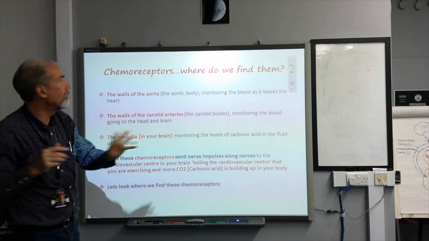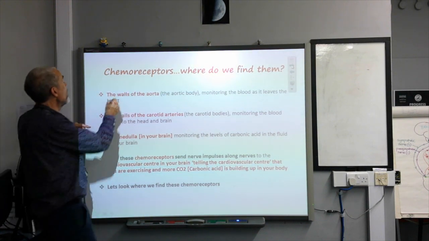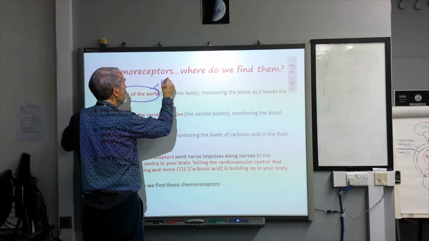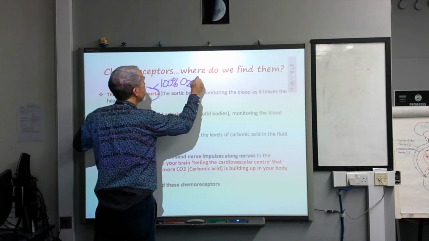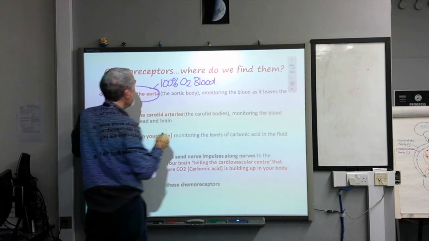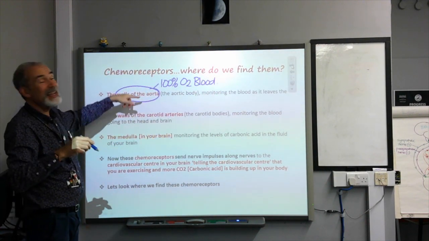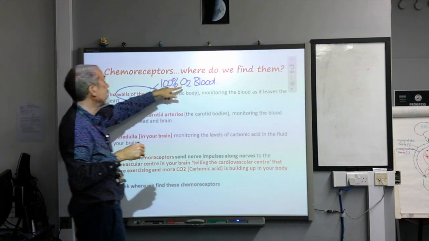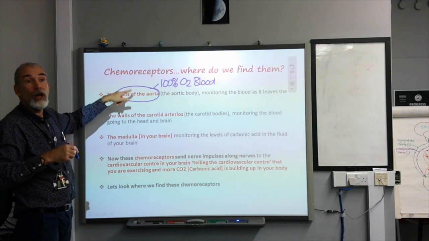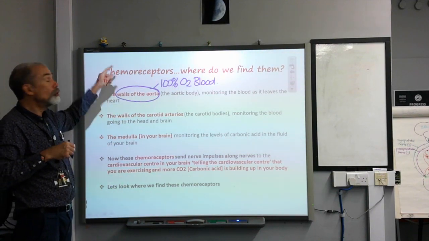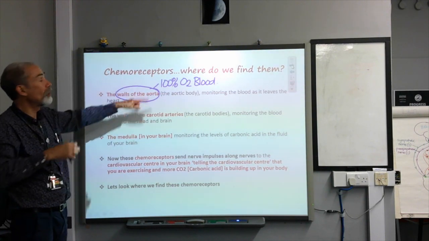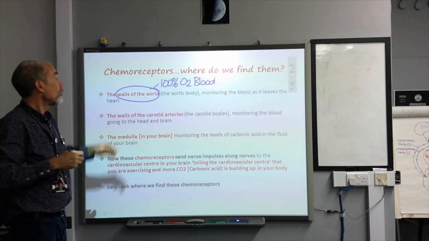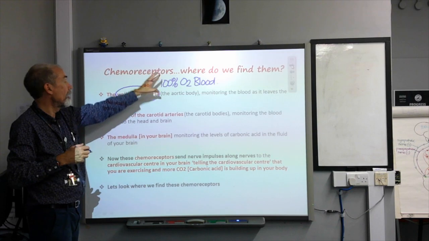So it makes sense that we find these chemoreceptors in the walls of the aorta, which should be carrying 100% oxygenated blood. If these chemoreceptors detect any levels of carbon dioxide where there should be 100% oxygenated blood, it clearly indicates that the heart needs to beat quicker, because we really shouldn't have carbonic acid in the aorta as it leaves the heart. That should be almost 98–99% oxygenated blood. We shouldn't find any carbon dioxide here.